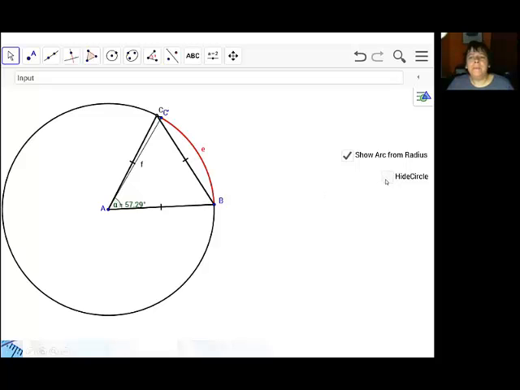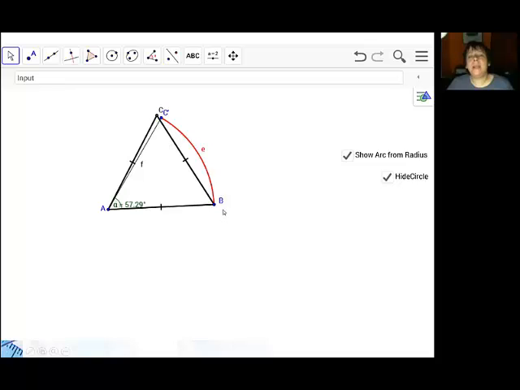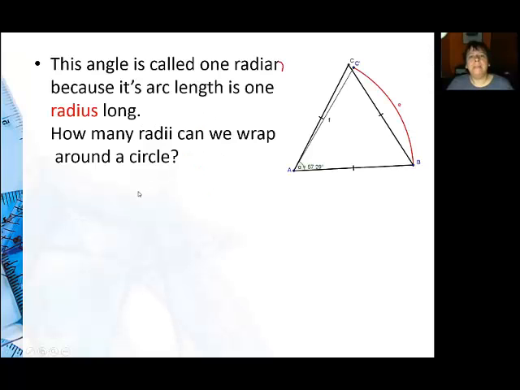So what is this exactly? This is 1 radian. When this angle is 1 radian, the arc length is 1 radius. So basically we're saying the angle is 1 radian because the arc length is 1 radius. So the question is, how many radii can we wrap around a circle? I'm trying to set up a relationship between degrees and radians.